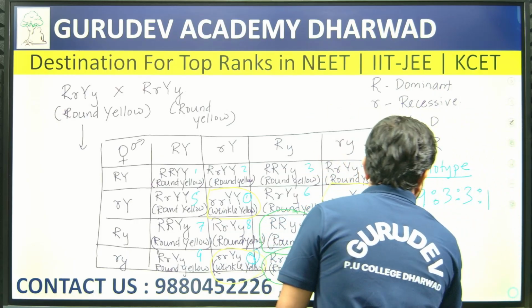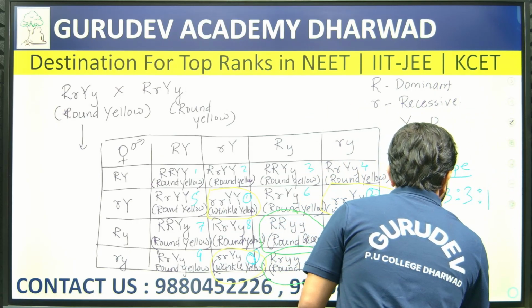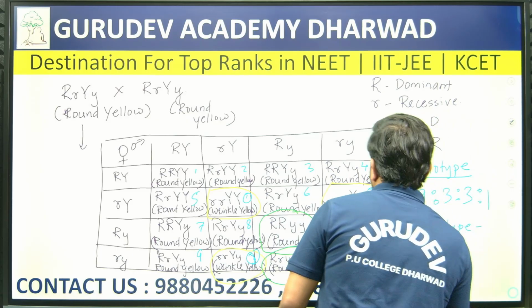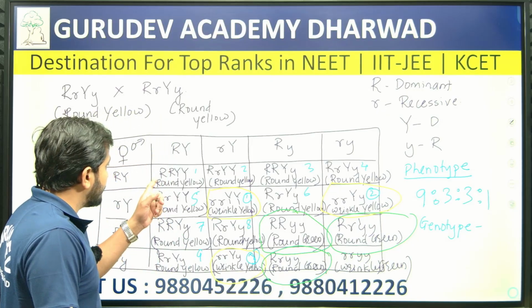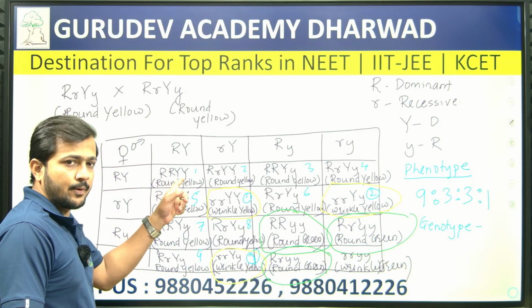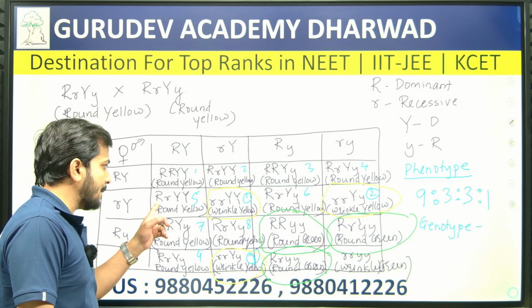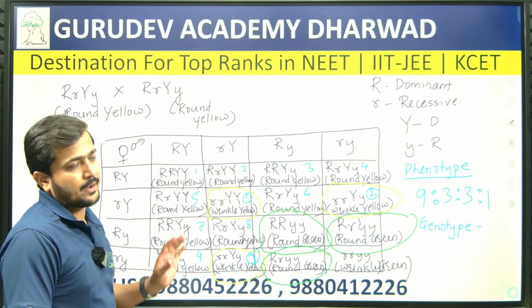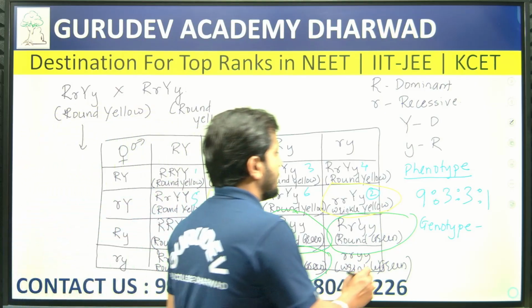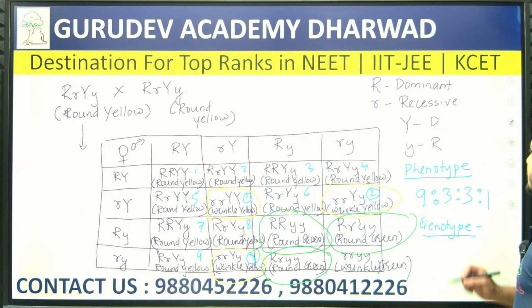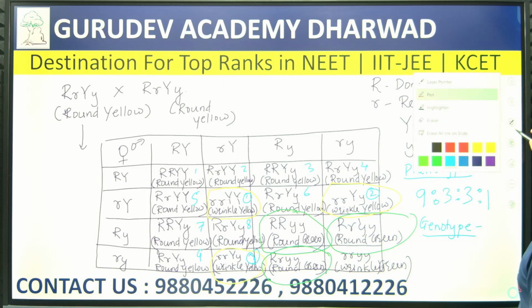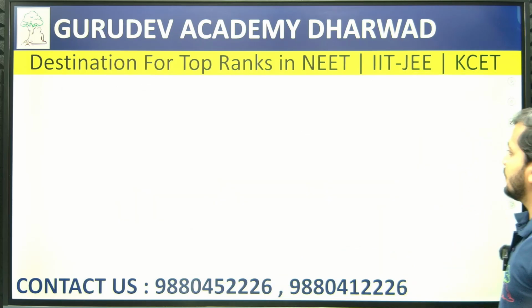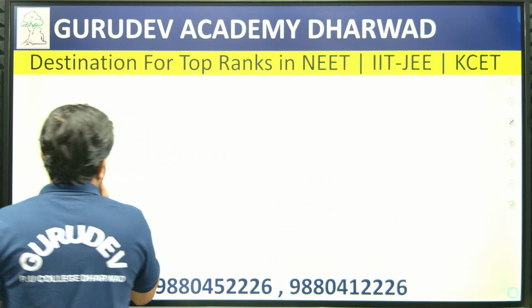To calculate the genotypic ratio, you have to find out what type of combination. How many of them are with capital R, capital Y? How many of them are capital R, small r, capital Y? Like this, combinations we have to find out. But I'll tell you the simple methodology to calculate the genotypic ratio. How are you going to calculate it in a simple way? I'll erase all this.